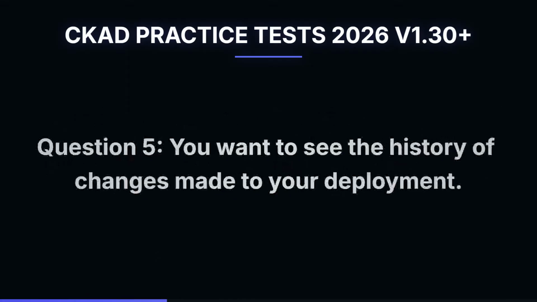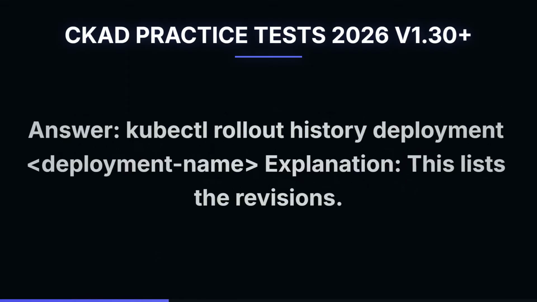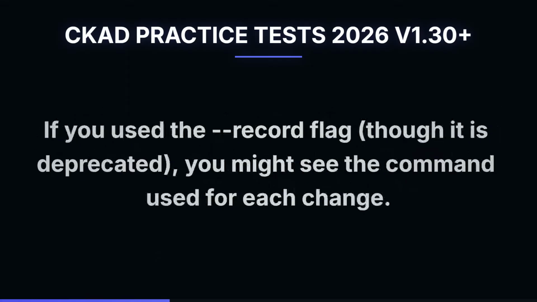Question 5. You want to see the history of changes made to your deployment. Which command helps you here? Answer: kubectl rollout history deployment <deployment name>. Explanation: This lists the revisions. If you used the record flag, though it is deprecated, you might see the command used for each change.